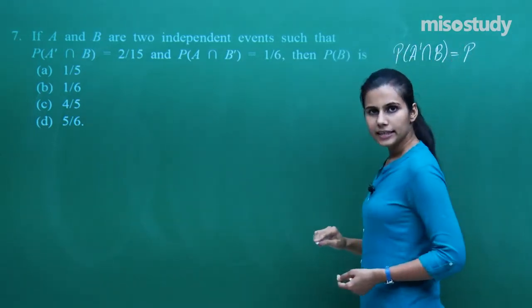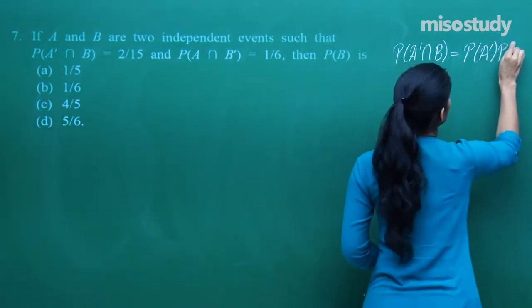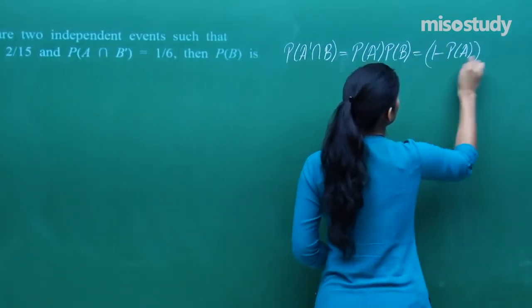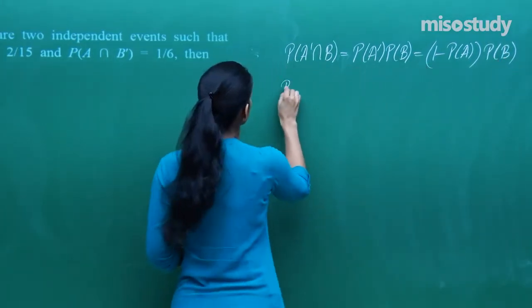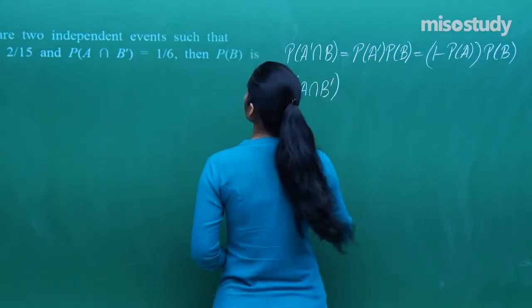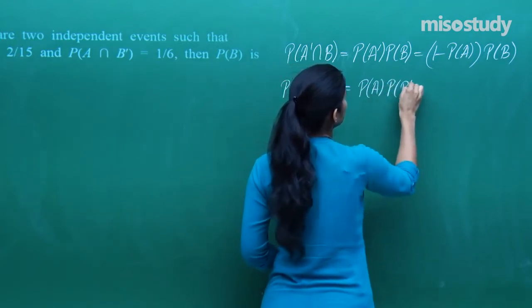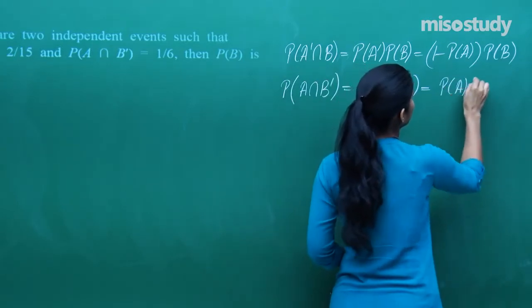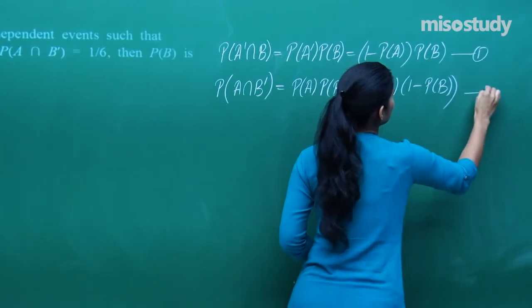It's given that A and B are independent, so A dash and B are also independent. I can write this as probability of A dash into probability of B, which is 1 minus probability of A into probability of B. No problem. Then it is given that probability of A intersection B dash. These two are again independent events, so this is probability of A into probability of B dash, which is equal to probability of A into 1 minus probability of B. Let me name this as 1 and this as 2.